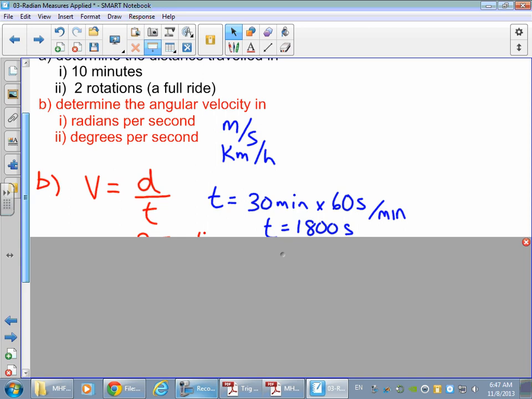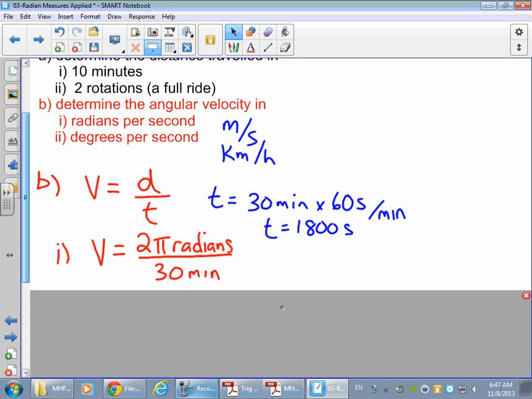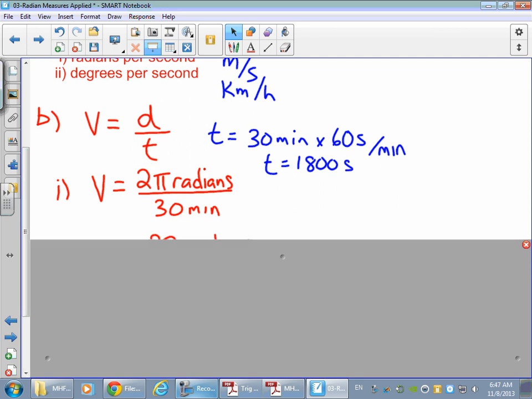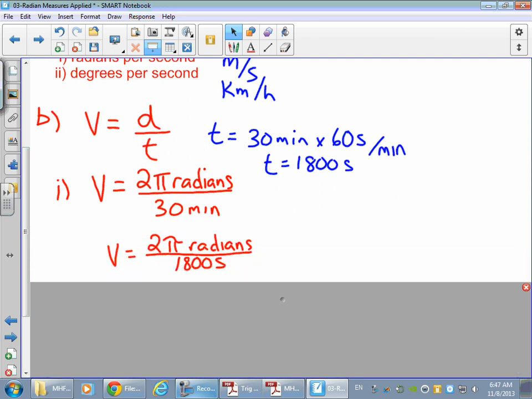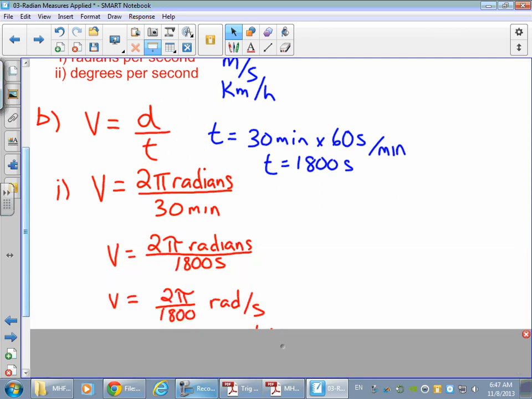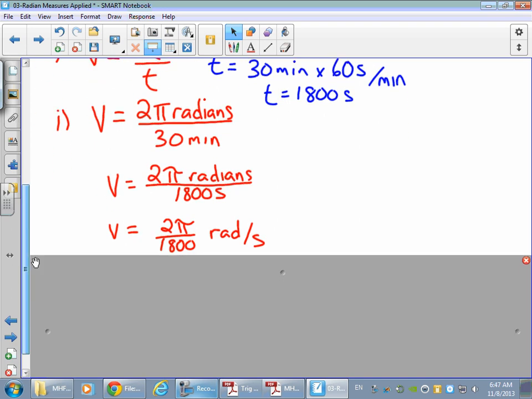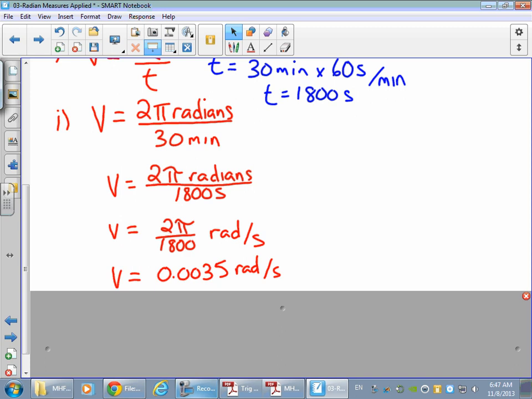If I want radians per second, I do need to know the number of seconds for a given distance. So the distance I'm using is just the one that's in the question, sort of the standard 2 pi radians around the circle in 30 minutes, which of course is 2 pi radians in 1800 seconds, which is 2 pi over 1800 radians per second. And if we punch that in, we get something around this value here.